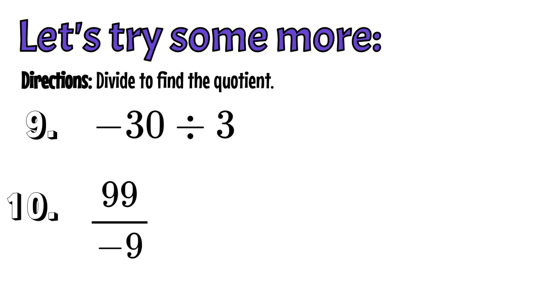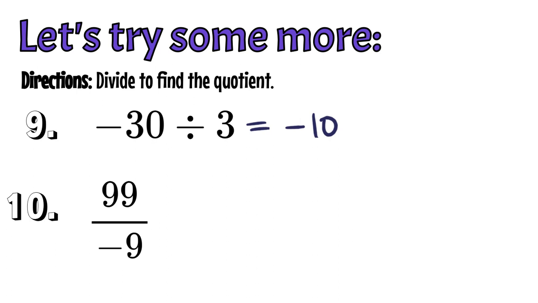Number 9, let's divide to find the quotient. Negative 30 divided by 3 is equal to. Remember, we know negative 30 is a negative divided by a positive 3, which means our quotient is going to be negative. What we can also think is, what can we multiply 3 by to get negative 30? And hopefully you thought, oh yeah, 10. So negative 30 divided by 3 is equal to negative 10.